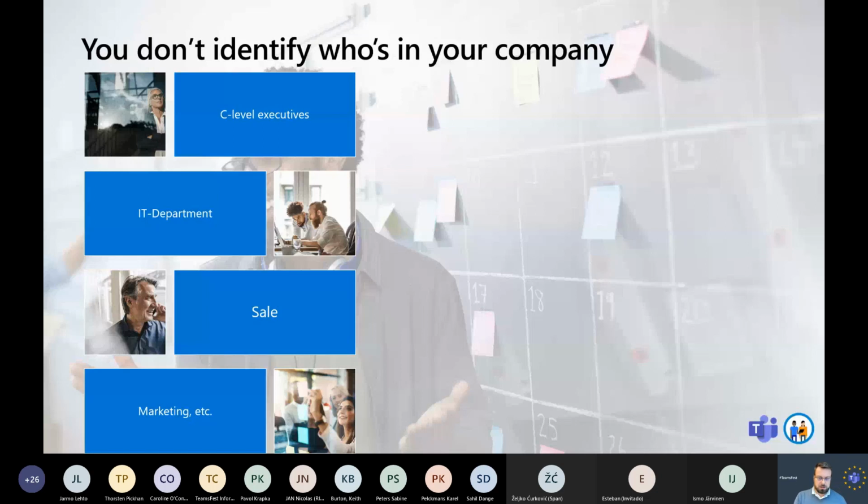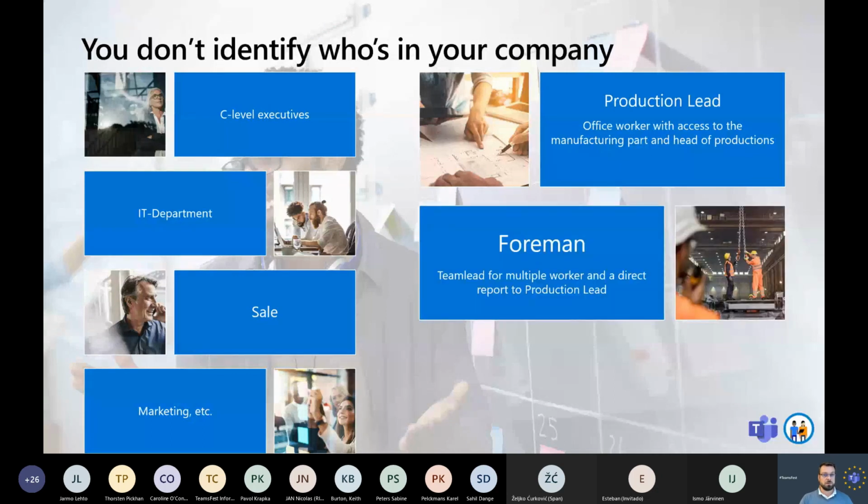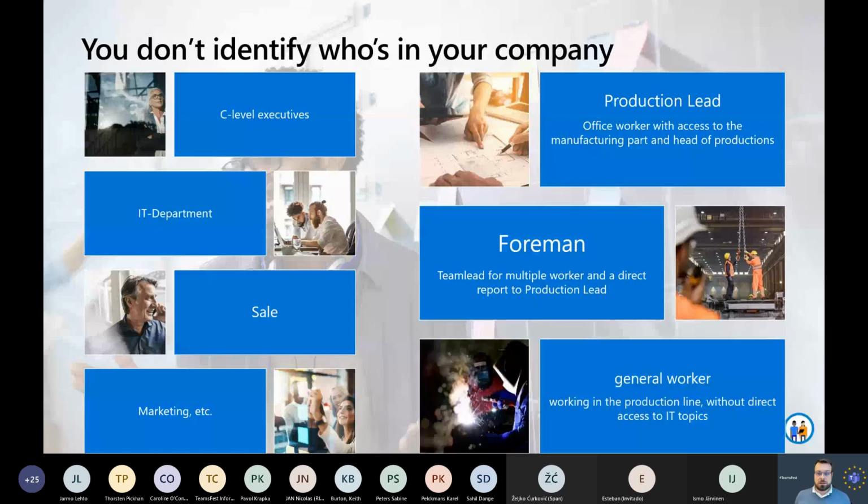But when we talk about Teams, it's not only for this group of people. It's also for someone who is involved in a production environment. For example, someone who's working maybe 70 or 60% on a PC because he is the head of a production line responsible for different people like foreman or general worker. So there are some other people who are not sitting in the office the whole day. They are responsible for maybe the thing the company earns some money. So you have to think about these people as well.